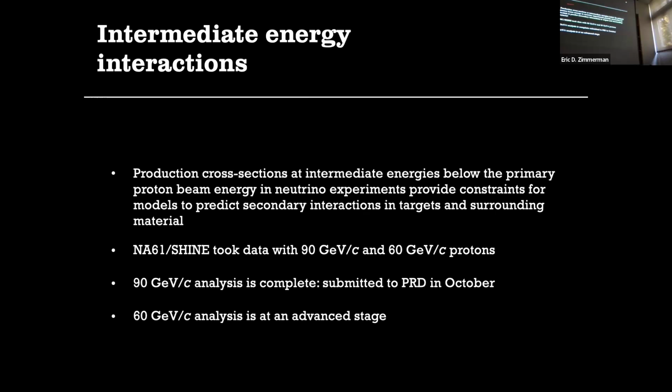But we really want to do intermediate energy interactions as well. This is because, as I say, the energies below the primary proton beam energy provide constraints for models to predict the secondary interactions. And NA61 took data with 90 and 60 GeV protons. The 90 GeV analysis is finished. It was submitted to PRD in October. It's in the publication process now. The 60 GeV analysis is at an advanced stage.